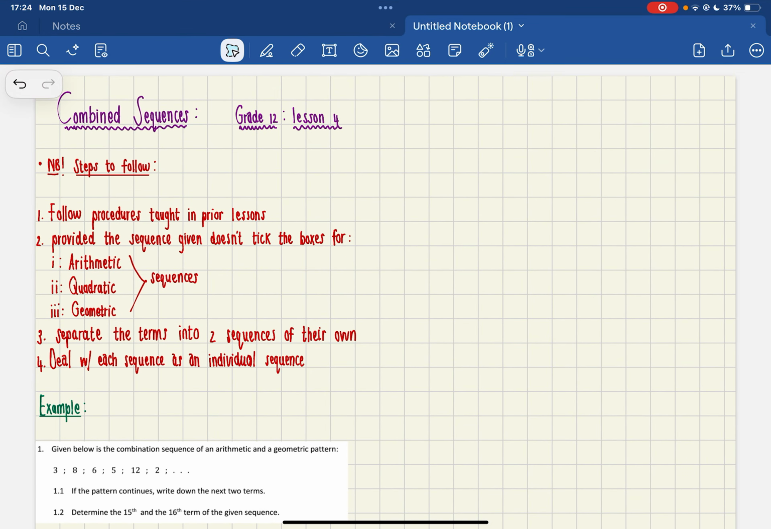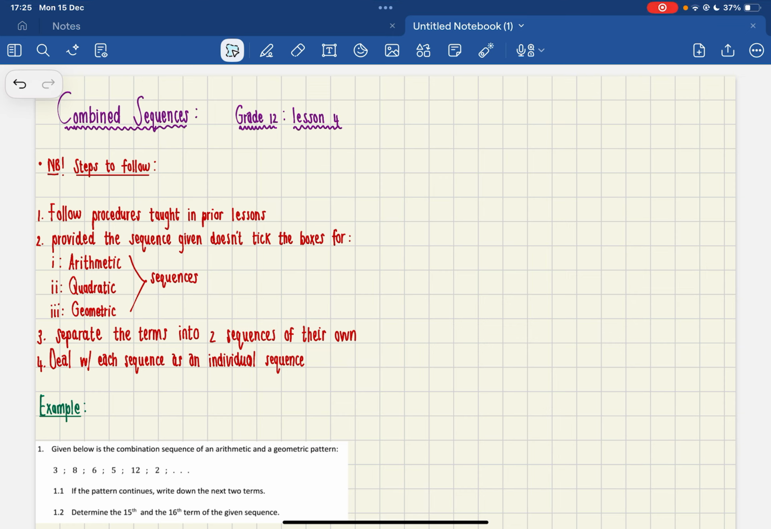Grade 12s, in this lesson, we'll be tackling a certain type of question that is usually asked and counts quite a bit, usually about 4 to 5, sometimes 6 marks in the exams. In this question, we will be tackling combined sequences. At times you'll be looking at a sequence in the exam or in past papers, and you'll see that the sequence is neither arithmetic, neither geometric, and neither quadratic.